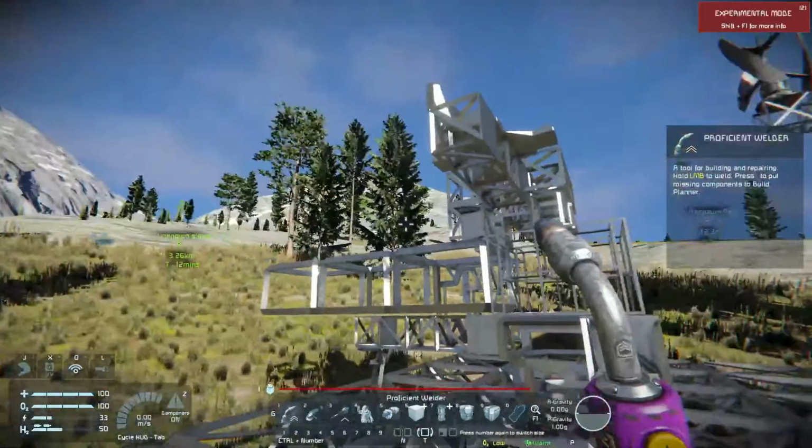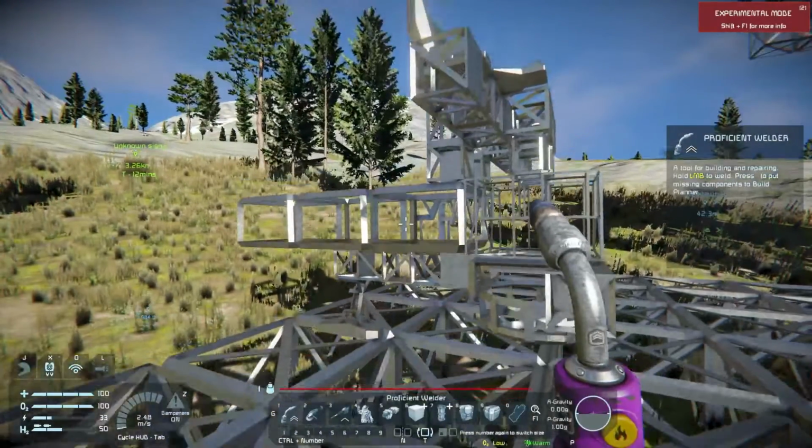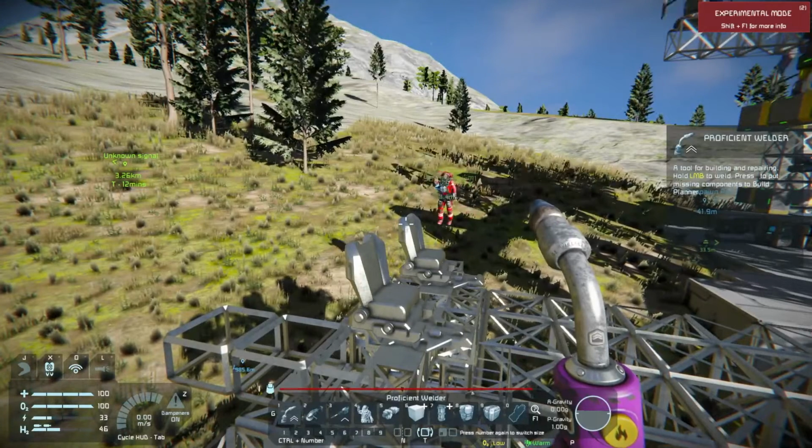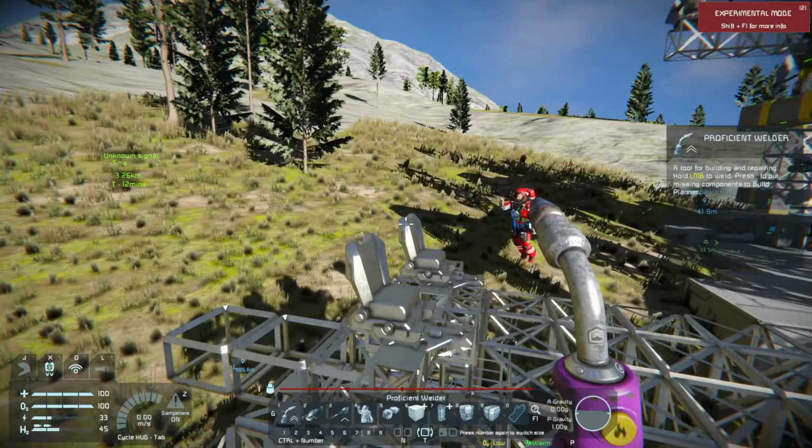Those are the command chairs? Yeah. They're facing the wrong way. Are they? Yeah, the front is facing away from the base. Oh, wait. Oh, it's the other way around.